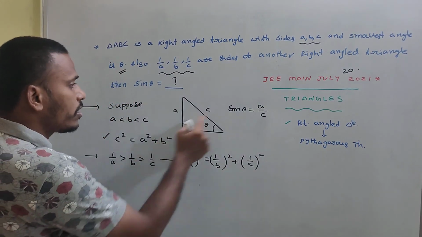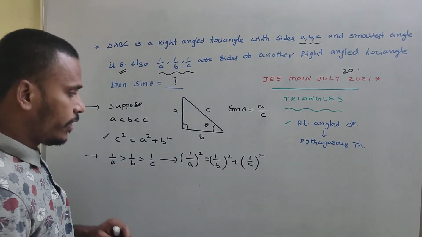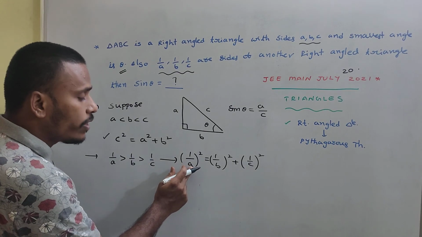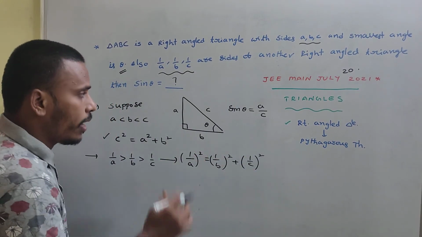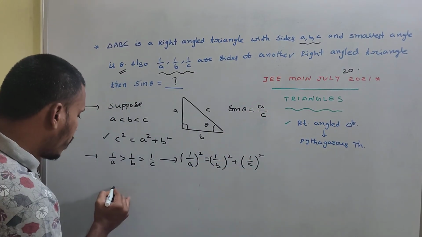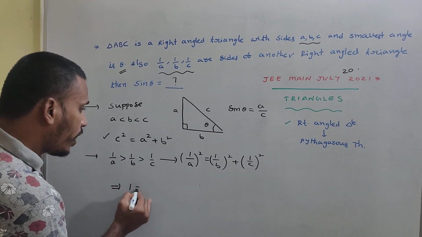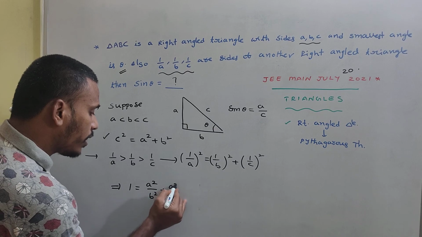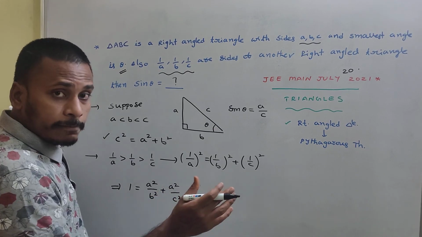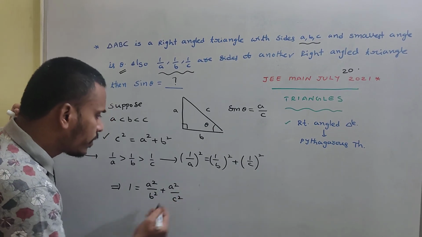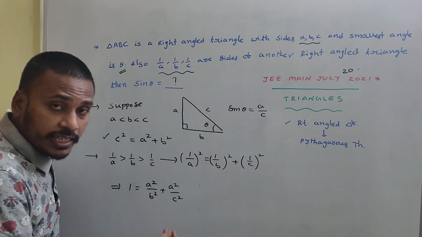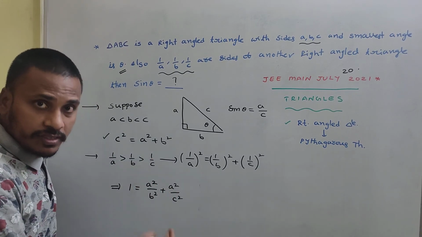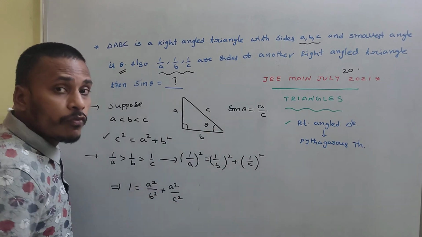So using these three relations, our task is to find sine theta. What I do is, first of all, I will multiply everything with A square. Why? Because you have A by C, right? So this implies 1 is equal to A square by B square plus A square by C square. Since my target is to find sine theta, I need everything in terms of sine theta. That means I need everything in terms of A by C.